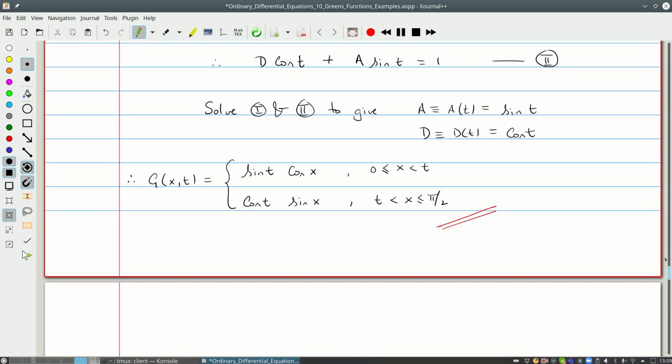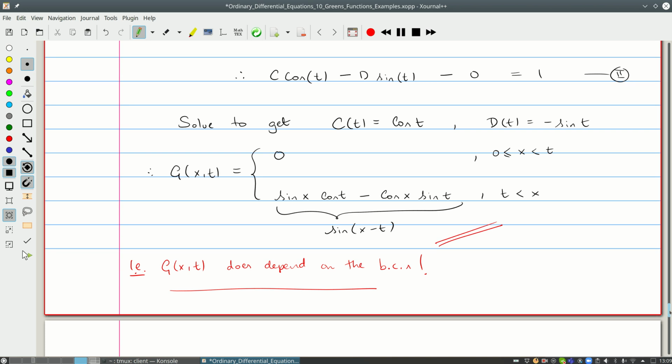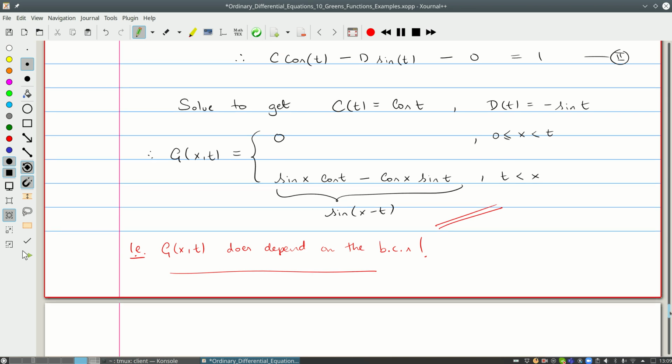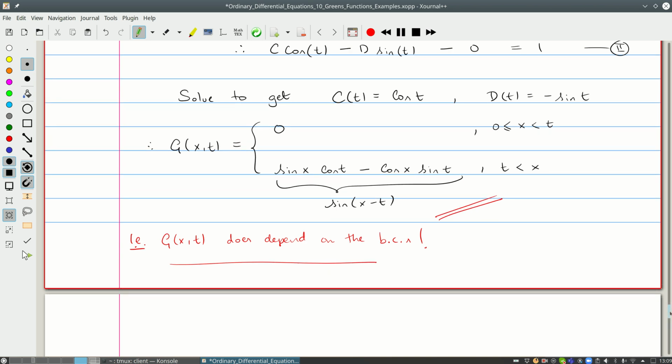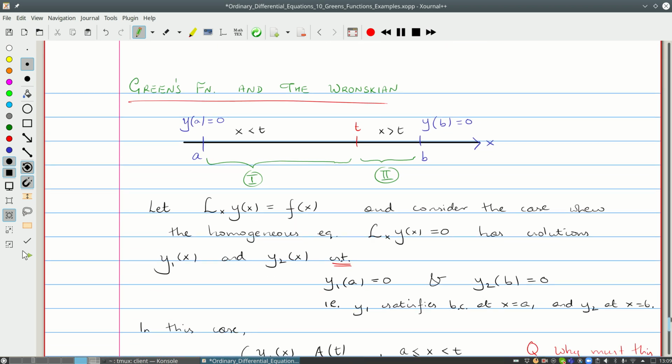Look at this Green's function. It's the same differential equation, different boundary conditions, and the Green's function has changed completely. So it definitely does depend on the boundary conditions. Now there's a link between the Green's function and the Wronskian.